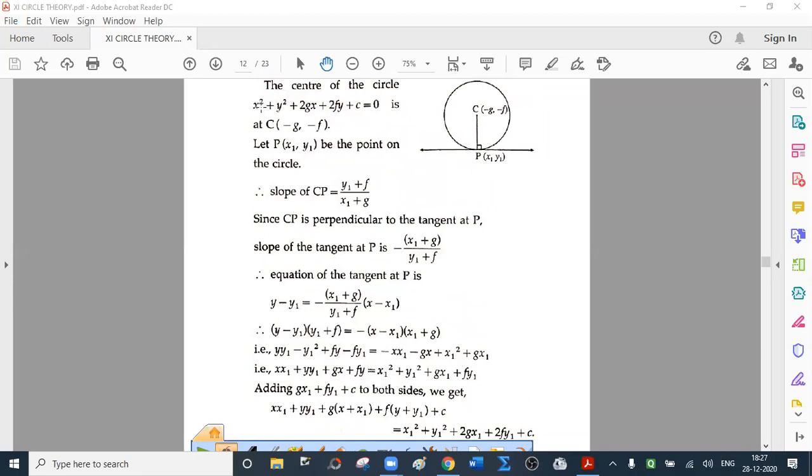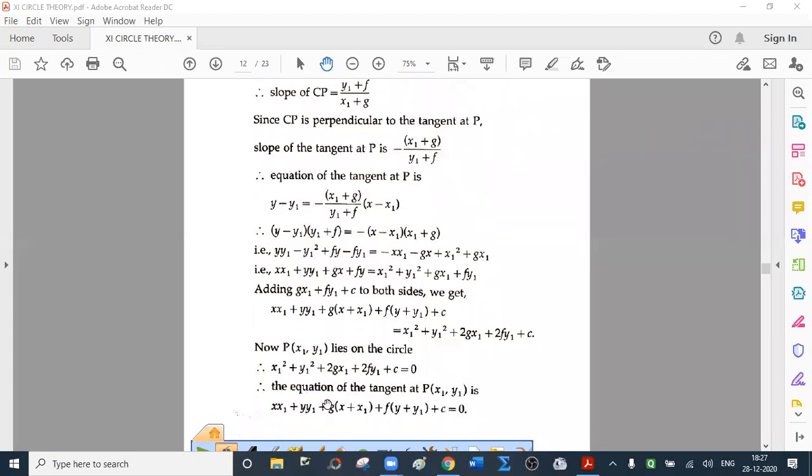Replace x² by xx1, y² by yy1, 2x by x + x1, 2y by y + y1. Keep the constant term unchanged. That is why it is xx1 + yy1 + g(x + x1) + f(y + y1) + c = 0.